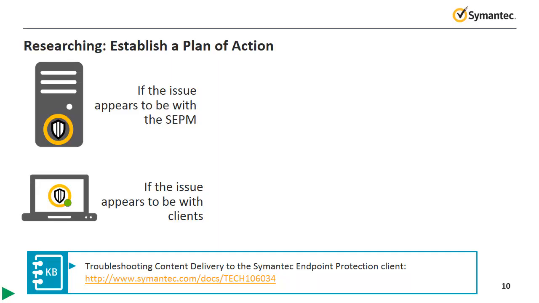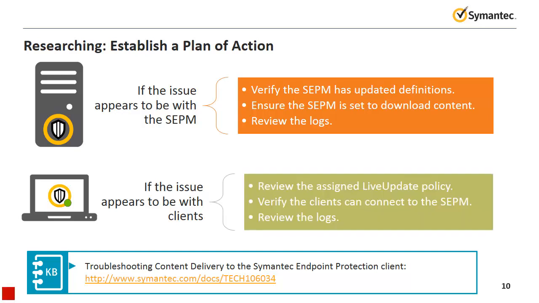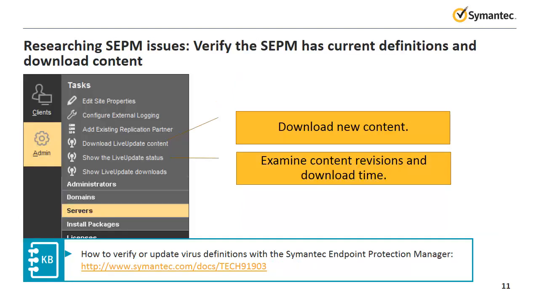When researching a content update issue, establish a plan of action. If the issue appears to be with the SEPM, verify the SEPM has updated definitions and ensure the SEPM can download content. Review the logs to establish a timeline of recent download activity. If the issue appears to be with the clients, review the assigned live update policy. Verify the clients can connect to the SEPM and review the logs.